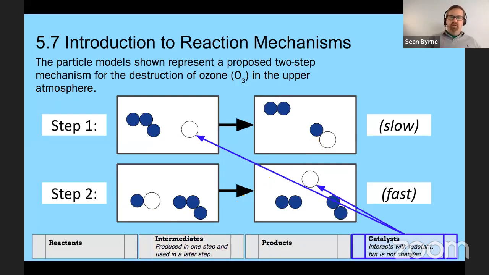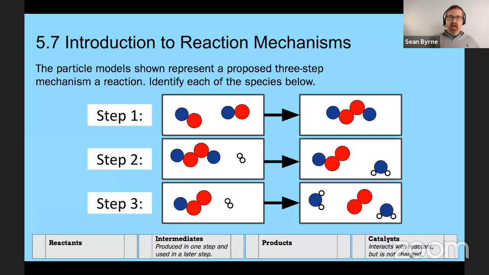So let me give you another example of this and see if you can identify which of the substances here are reactants, which are products. Identify if there are any intermediates, and if there are any catalysts. Pause for a second and see if you can draw your own arrows in here. Okay, and I'm going to go through.